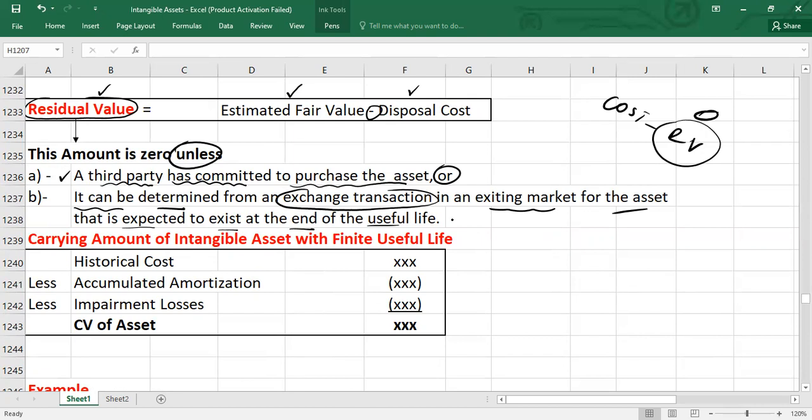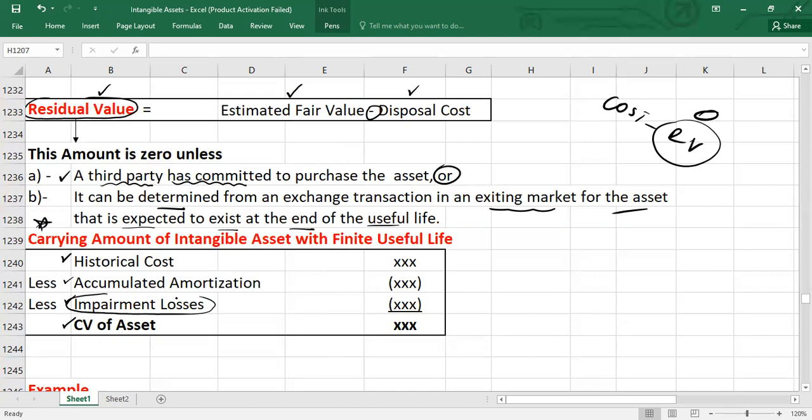But in your exam, if residual value is given, just take it. You have to take it. So this is how you will deal with the amortization. Now let's have a look here. As I told you, the carrying amount, I'm just going to explain. In your balance sheet, how you record your asset: you need historical cost, less accumulated amortization, less any recognized impairment losses. Impairment loss, don't you worry, I will cover in the next video. So this is how you will get the carrying value of the asset.